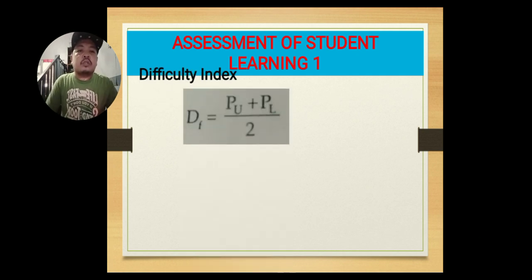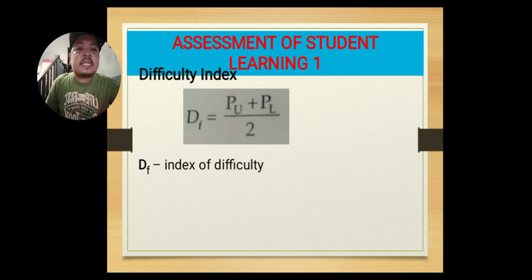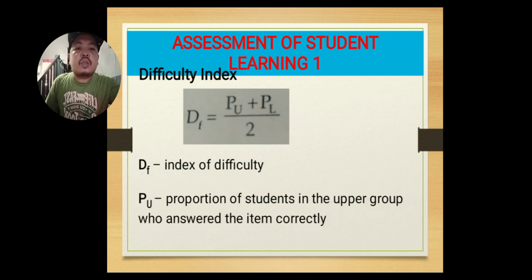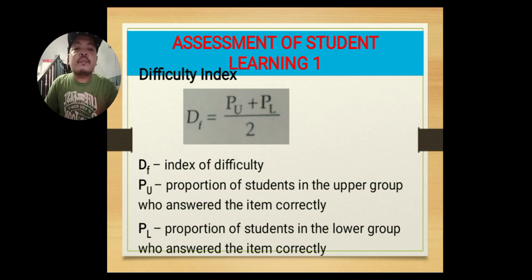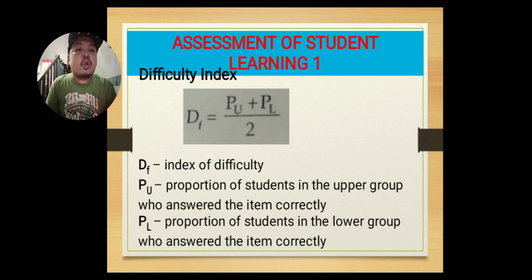This will be the formula that you're going to use. Difficulty index equals P sub U plus P sub L all over 2. When we say DF, that is the index of difficulty. P sub U is the proportion of students in the upper group who answered the item correctly, and P sub L is the proportion of students in the lower group who answered the item correctly. So again, the difficulty index is P sub U plus P sub L all over 2.